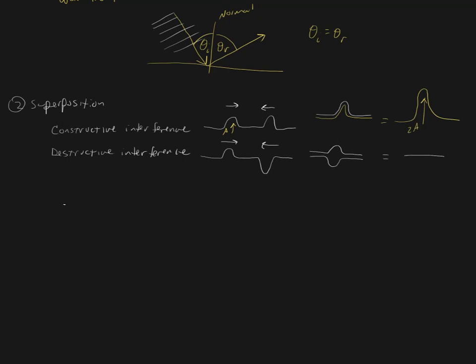Now, when it comes to waves and interference, there's a term that you sometimes hear called phase. And phase simply describes the relation between a crest and a trough. When you have constructive interference, you're said to be in phase. And whenever you're out of phase, you destruct.